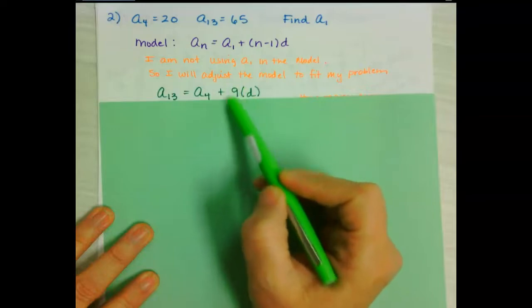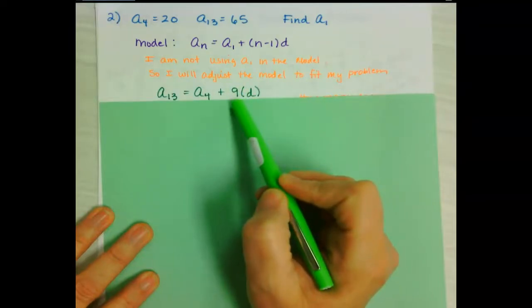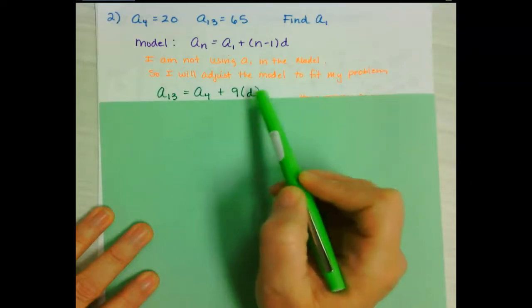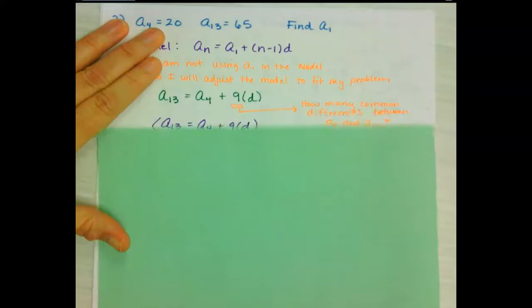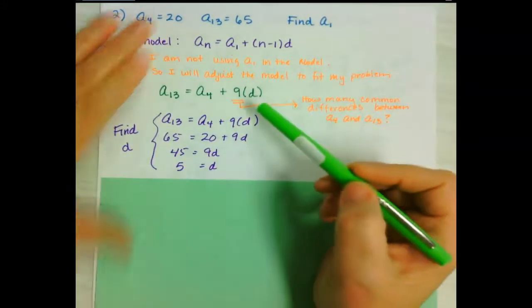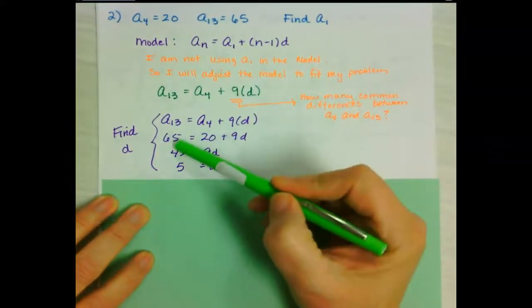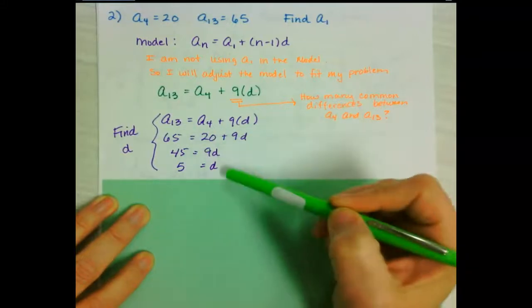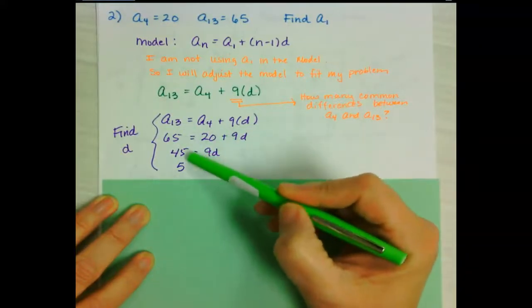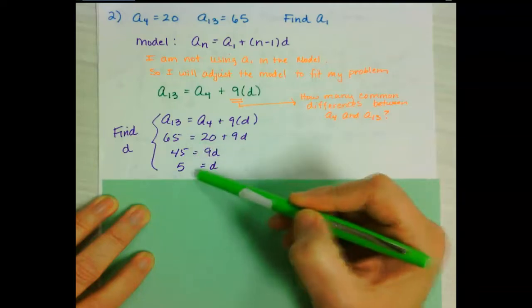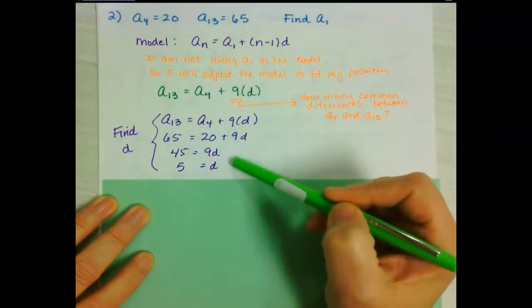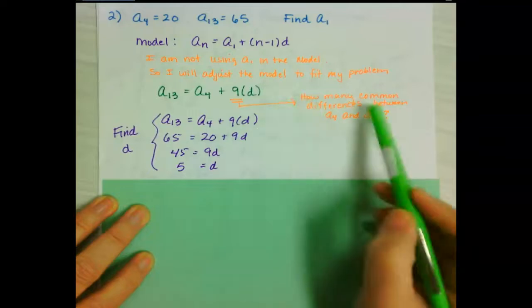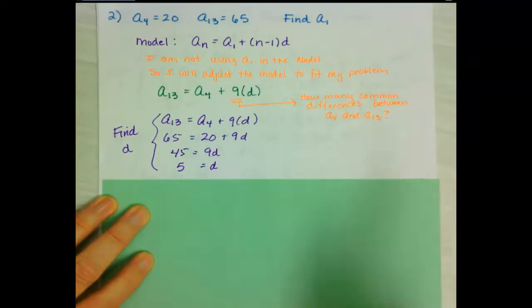And so instead of doing n minus 1, I'm actually just going to adjust because I can count that very easily. And then I won't accidentally make a mistake and be calculating the wrong number of differences times whatever d is. Okay? So then as I go through finding d, I would plug in the 20 for a sub 4, the 65 for a sub 13. I know I have 9 common differences, so then I can actually solve this for d. Move the 20 over, I get 45. Divide by 9, I get 5. So now I know what the common difference is. And remember that 9 comes from how many common differences between a sub 4 and a sub 13.